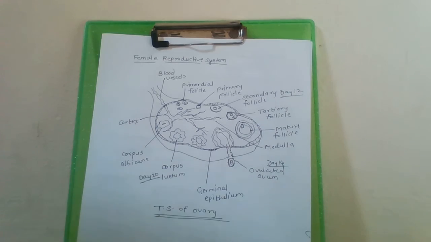Okay, so this is all about ovary, female reproductive system. Remember the names, size, shape of follicle, different names of different parts in the diagram, concept of atresia.